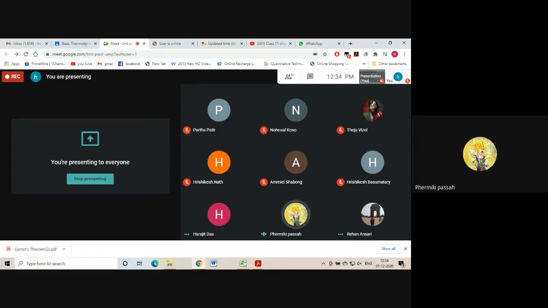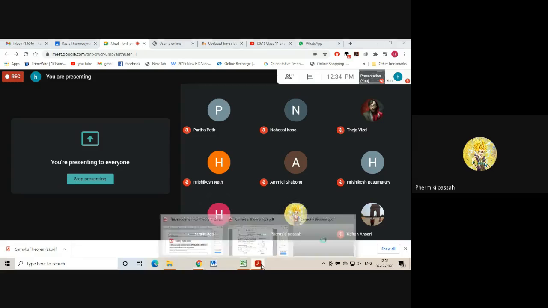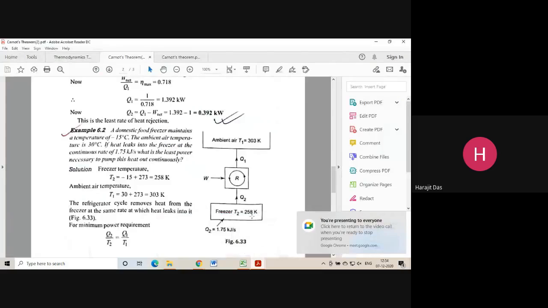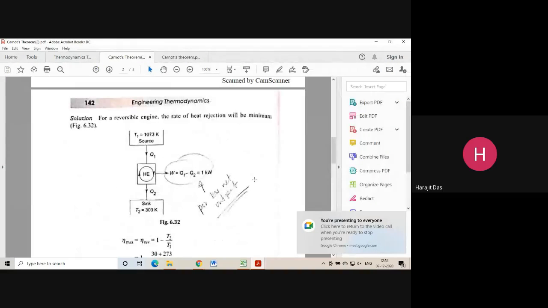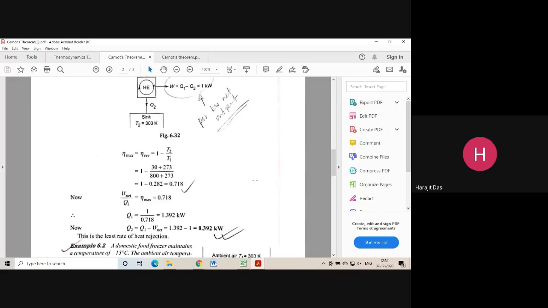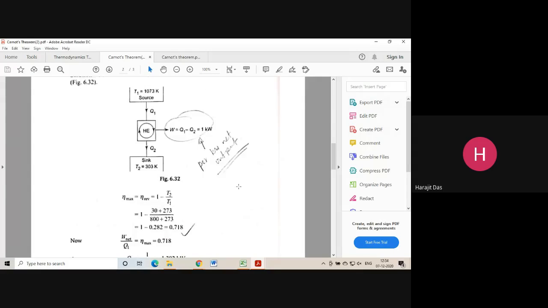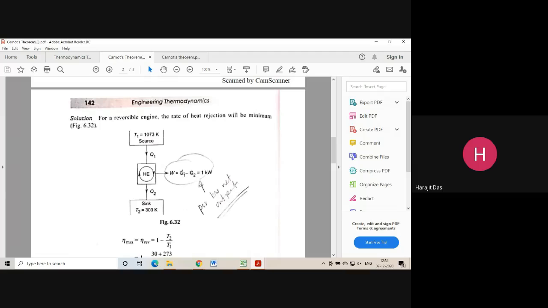Excuse me, sir. In the first question, sir, why is Q1 minus Q2 equal to 1? Wait, just the first question. I think my screen is visible to you. Which one are you asking actually? Why is Q1 minus Q2 equal to 1, sir?